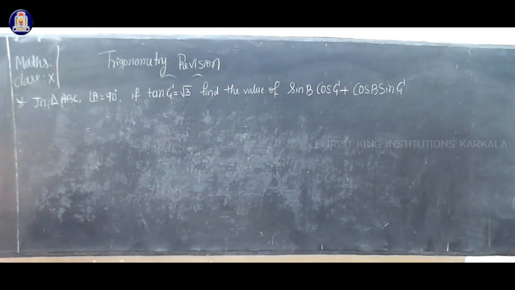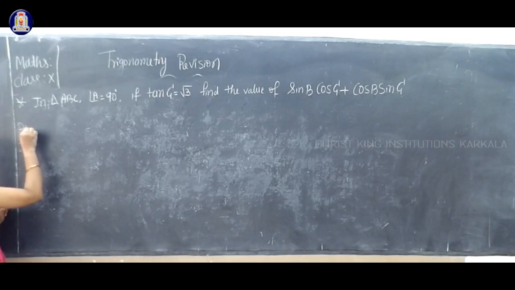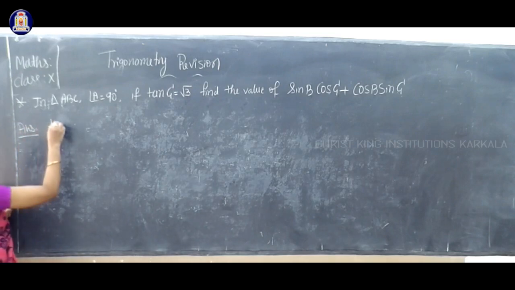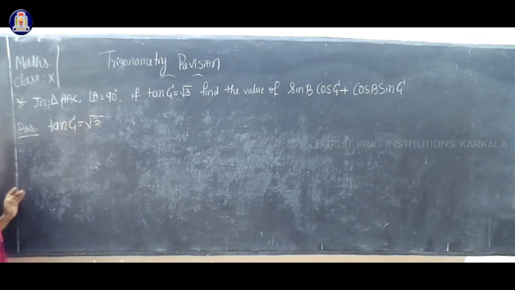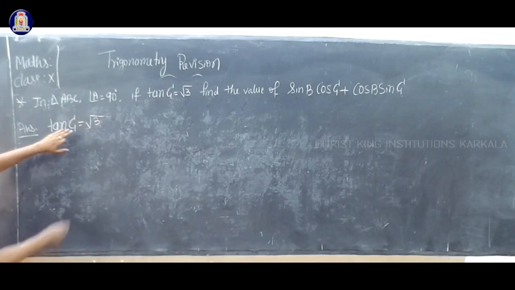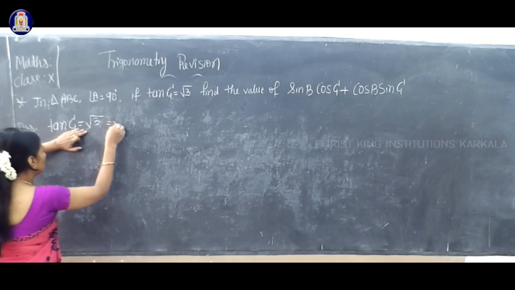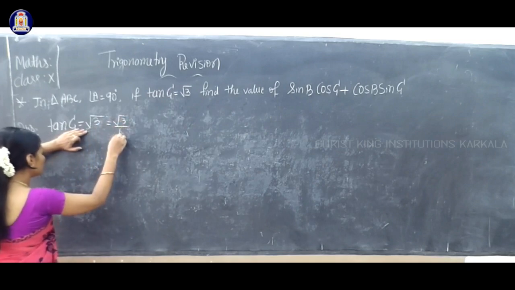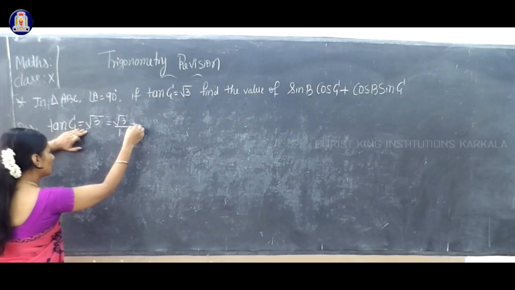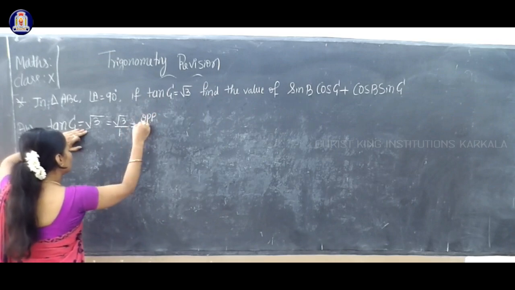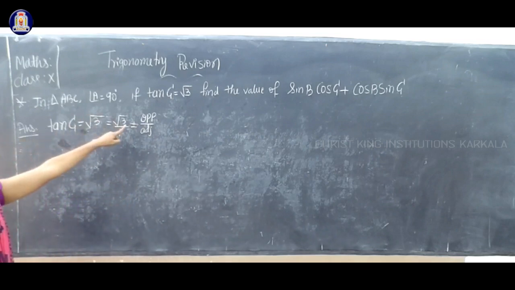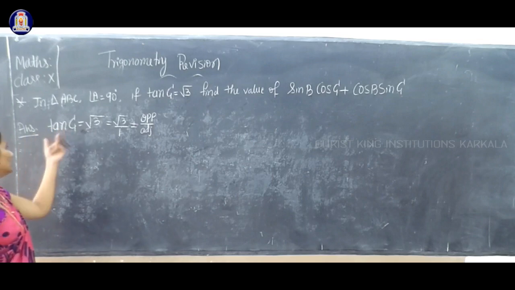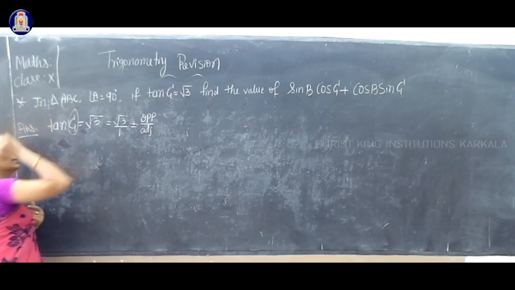So now, what is given? Tan C is equal to root 3, right? So root 3 can be written as root 3 divided by 1. Now, what is the definition of tan? It is opposite side divided by adjacent side. So here, what is given is with respect to angle C.